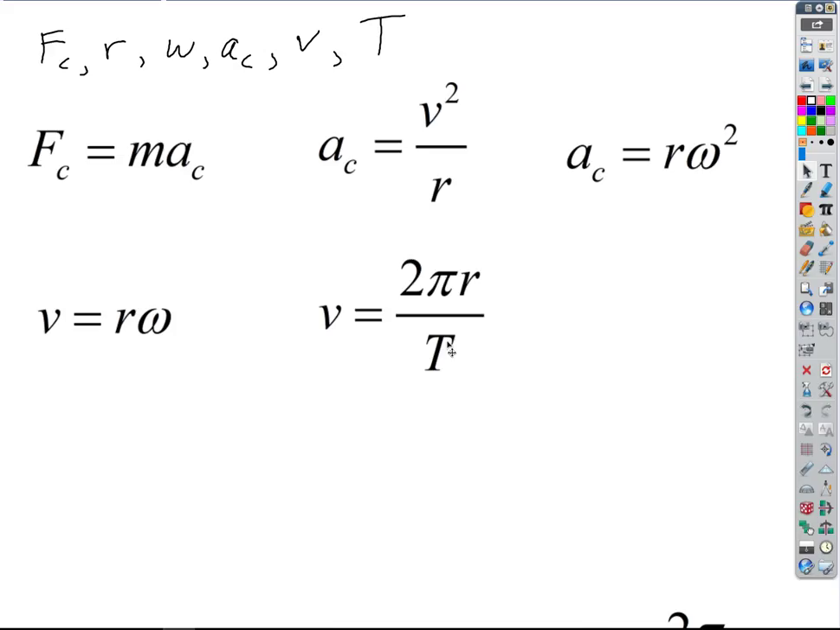Now imagine the steel ball is moving around in a circle, as you see from above. What's a convenient time for us to use to calculate the speed? One revolution. So what's the time for one revolution?